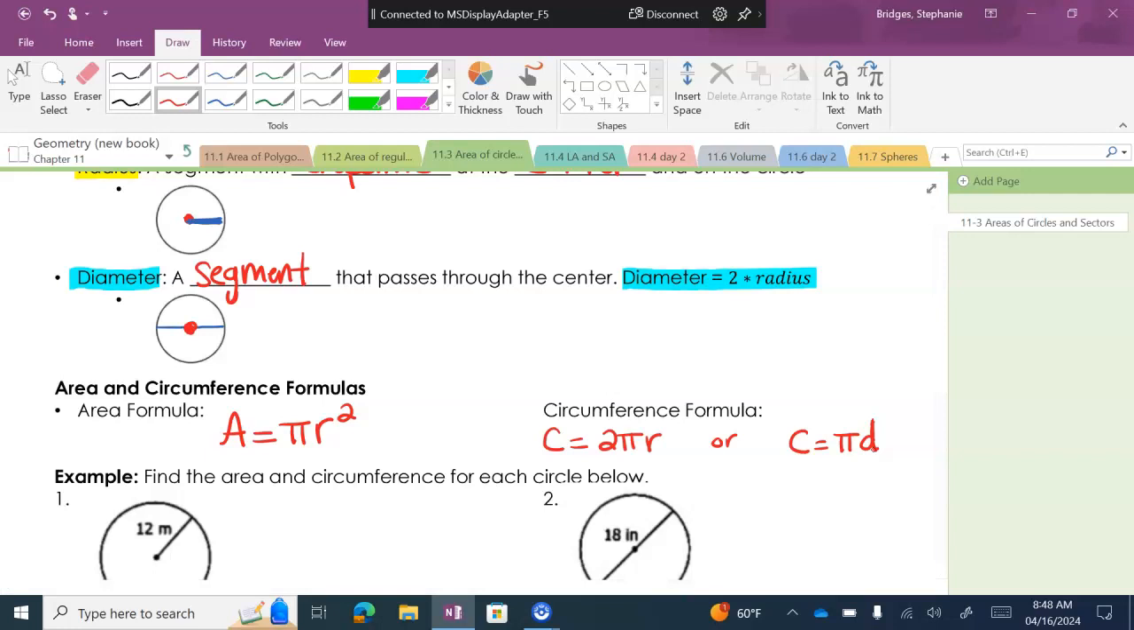In all of our circles, we are going to leave our answers in exact form. What that means is I'm not going to actually use the value of pi, the 3.14. I'm just going to leave the pi symbol in it. So when it says exact form, you leave the pi symbol.